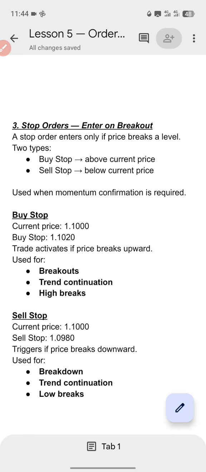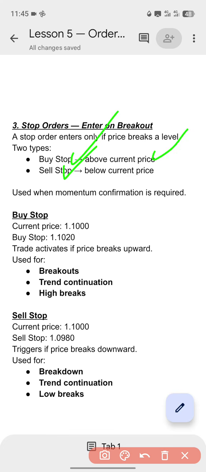Now the next other types are stop orders. Stop orders are entered at breakouts. A stop order enters only if price breaks a level. Now we have two types. Again, as usual, we have our buy stop and our sell stop. The buy stop is placed above current price and the sell stop is placed below current price. We use these orders when momentum confirmation is required.